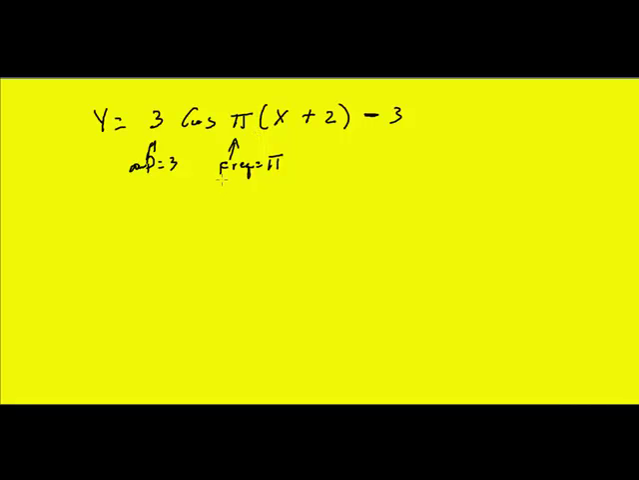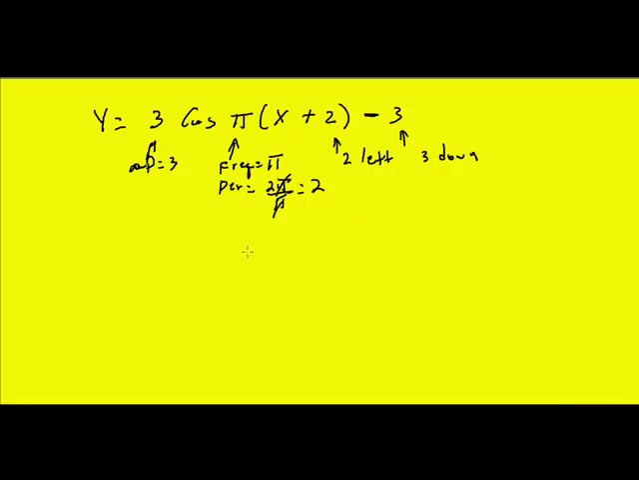So I've got to find my period. To do that, I'm going to take 2 pi and divide by my frequency. They cancel, so it turns out to be 2. So the period is 2. And this is 2 units to the left, 2 to the left. And this tells me I'm going 3 units down.